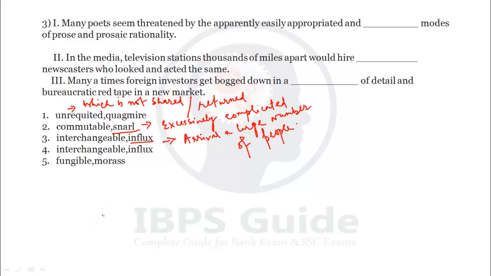And fungible and morass. What do you mean by fungible? Fungible means that is replaceable, the identical item. We can say that mutually interchangeable. Fungible, that is we can write that mutually interchangeable.